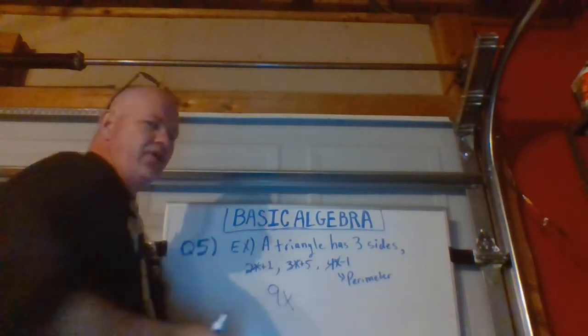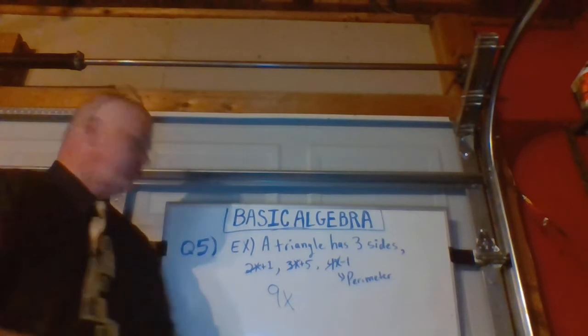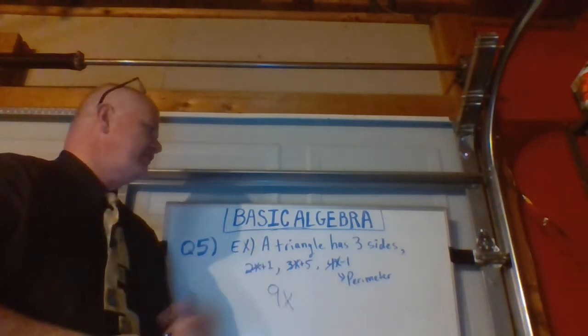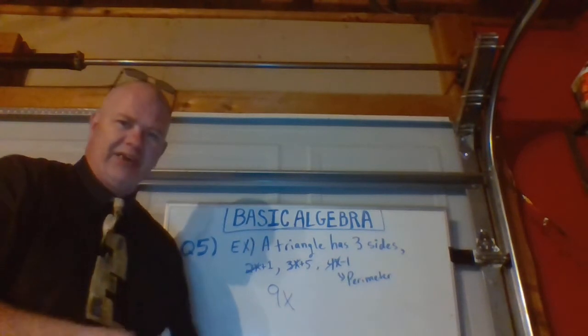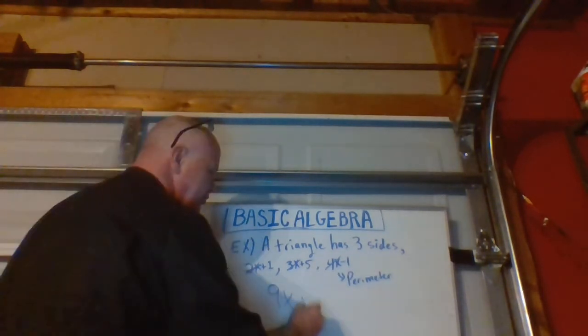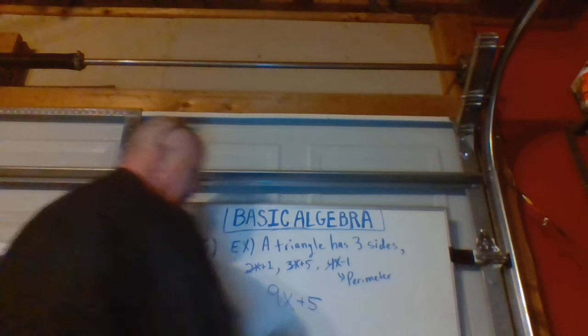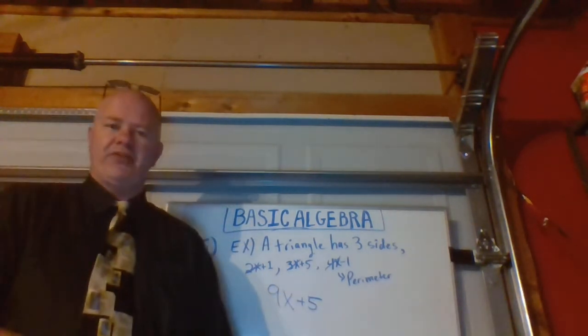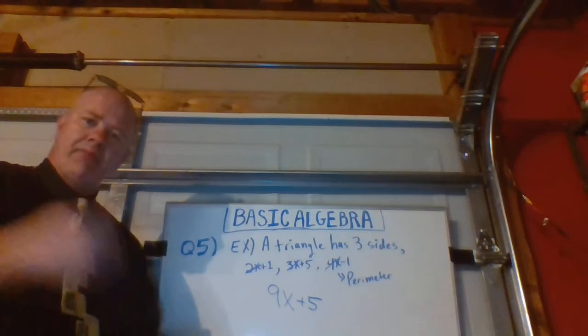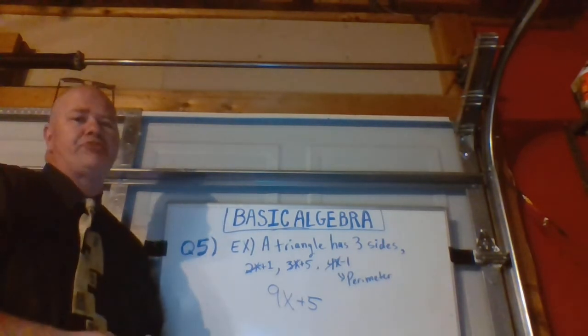Now we're going to add the whole numbers, the remaining like terms. We know 1 plus 5 gives us 6, 6 minus 1, or 6 plus negative 1 gives us 5. So the final expression in that situation would be 9x plus 5 to find the perimeter of that triangle. I'm going to pause for a moment and then we will look at the actual question for number 5.